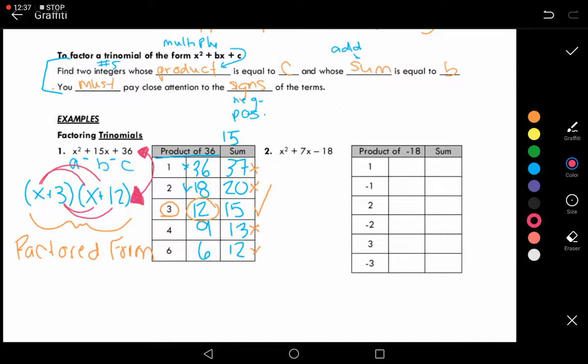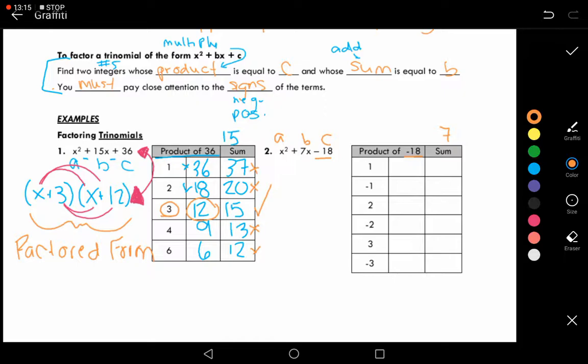All right, let's try another example here. So this one we have x squared plus 7x minus 18. So again, the first thing I'm going to do is label those A, B, and C. I know that I have to find two numbers that multiply to give me C, which is negative 18, and add to give me B, which is 7. Because this value is negative, I'm going to also have to use negative numbers in my chart here.